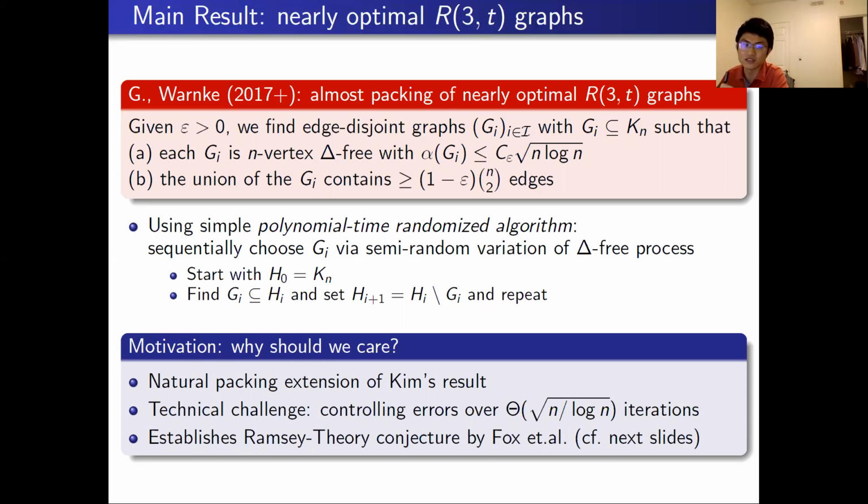Thirdly, if you are not interested in random graph processes, but in Ramsey theory, then our result established a conjecture by Fox and others in Ramsey theory. We will introduce this conjecture in the next slides.